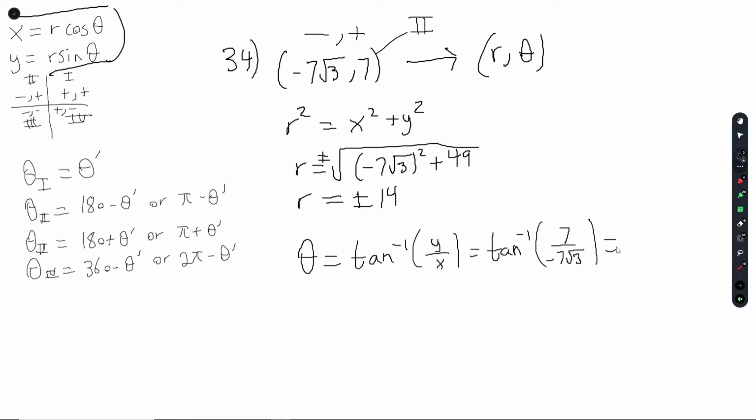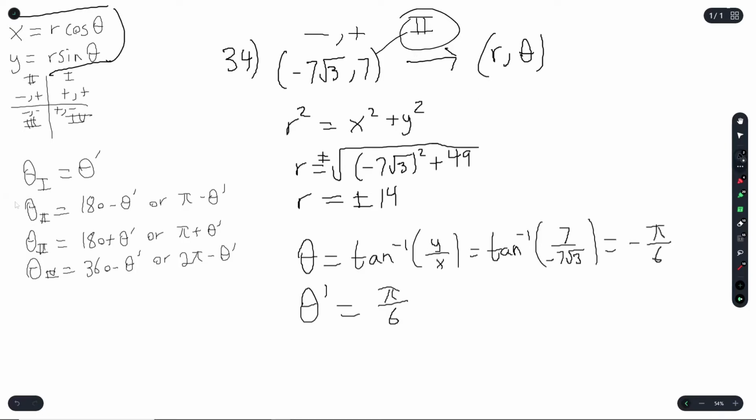Tan inverse of negative 7 radical 3, which will give you negative pi over 6. Then we find theta prime. So shift tan of negative pi over 6 should give you pi over 6. And now we want it in quadrant 2. So we use the formula for quadrant 2.